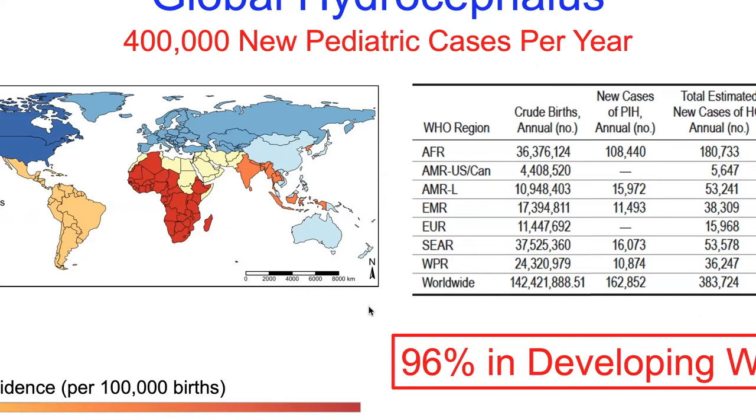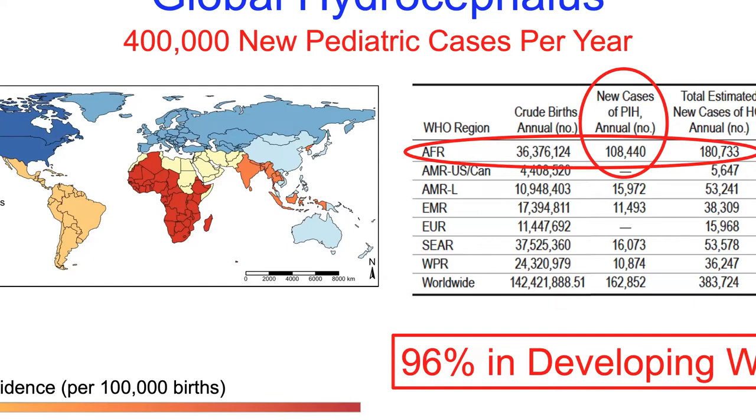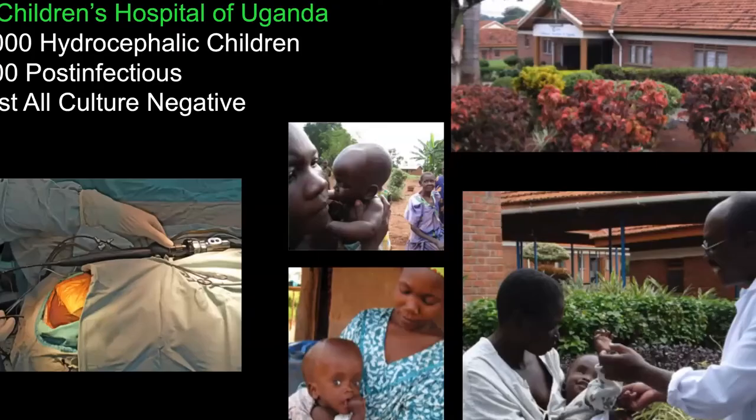And where are these children? Well, they're not in the United Kingdom. There are about 400,000 new childhood cases of hydrocephalus around the world each year. Over 95% of these cases are in the developing world. And the largest contributing cause is infection early in life. These are children who tend to have neonatal sepsis, and if they survive their sepsis, then they might be able to live long enough to get hydrocephalus.